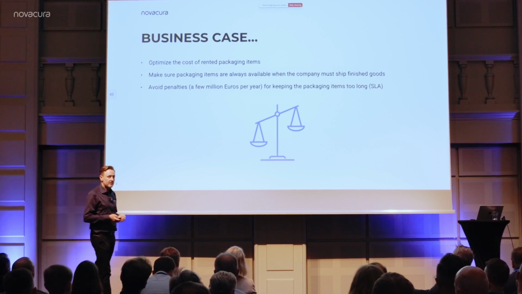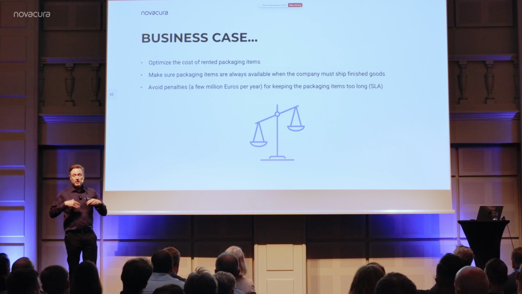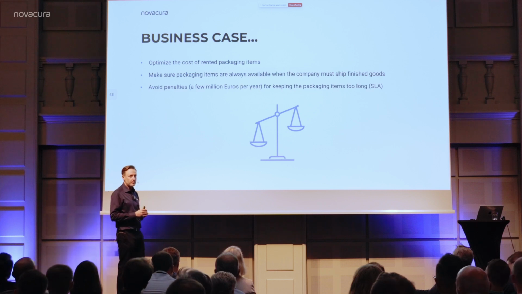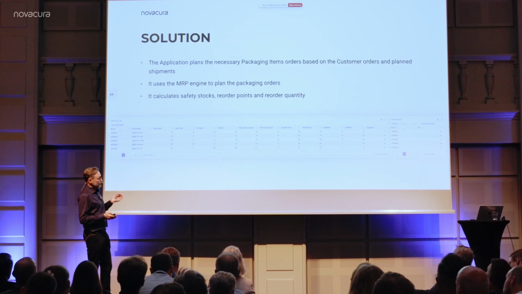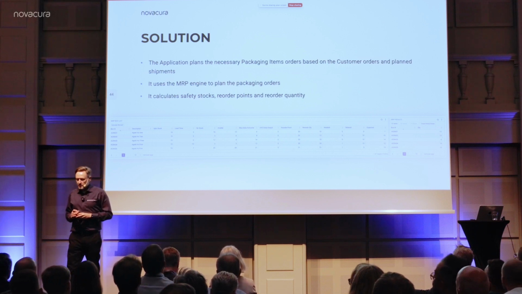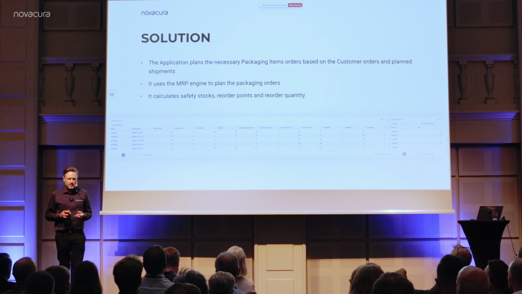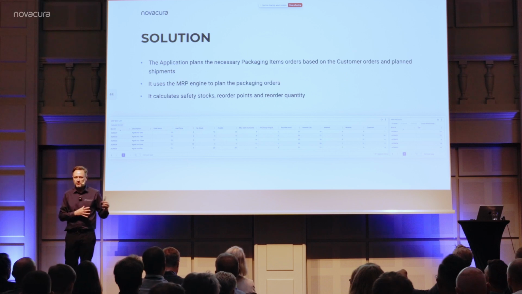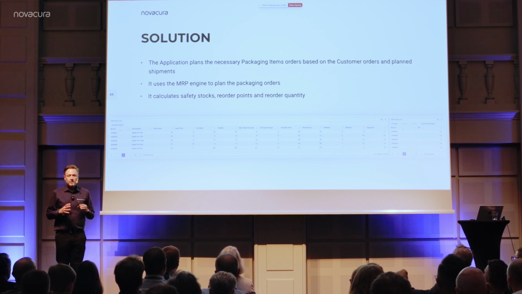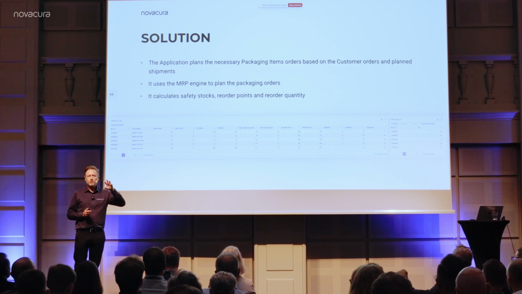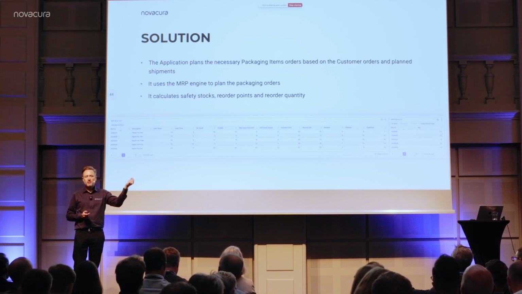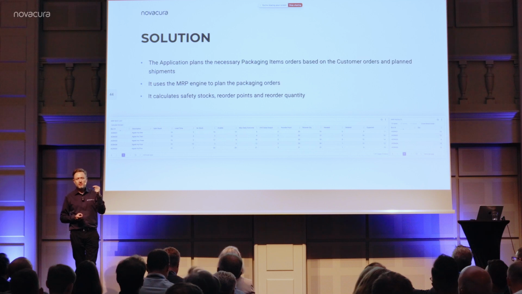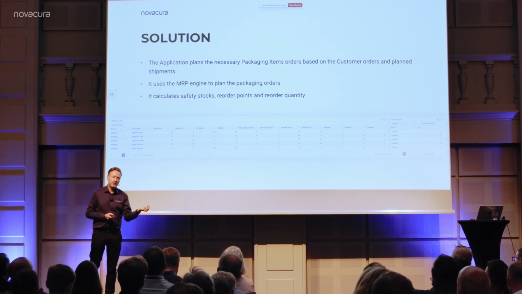But at the same time, we have to take care of availability, because whenever they produce something and want to ship it to the customer, they must have the right packaging items. Simply said, we produced a solution that uses the logic typically used when you order components and parts. So MRP is embedded here. This helps the customer convert the known customer orders and plan of shipments of particular finished goods into the required packaging items that are needed to ship these goods to the customers.